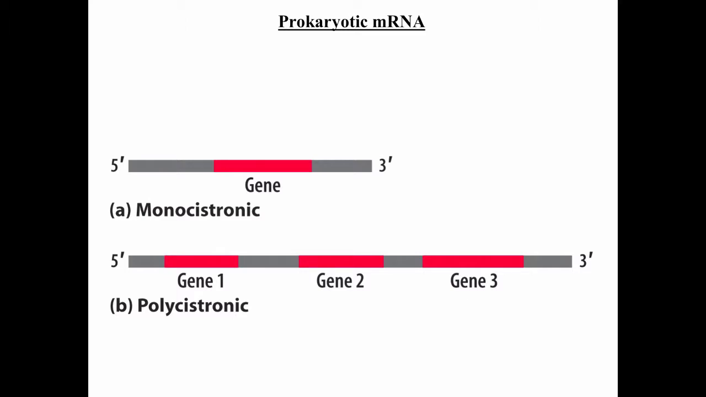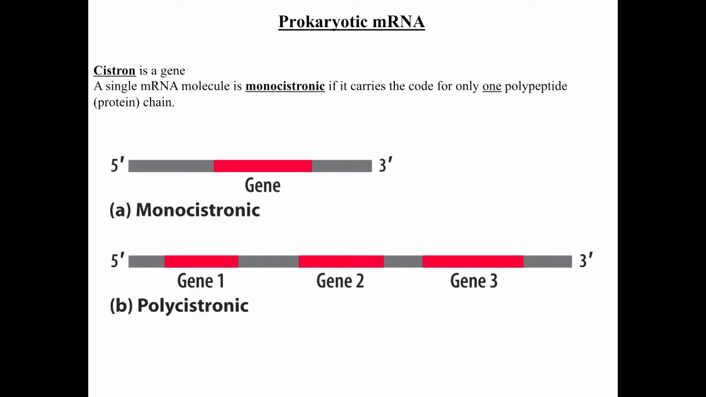Okay, so prokaryotic mRNA. Well, first let's talk about a cistron. A cistron is a gene, and a single mRNA molecule can be monocistronic, meaning that it carries the code for only one polypeptide chain. So this represents a monocistronic piece of mRNA that contains genetic information that only codes for one protein.